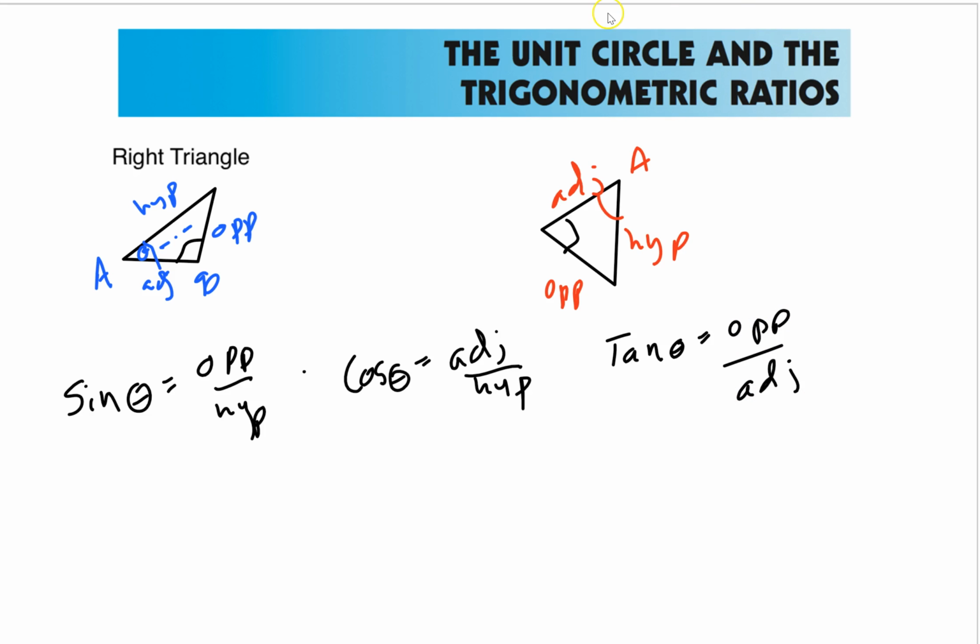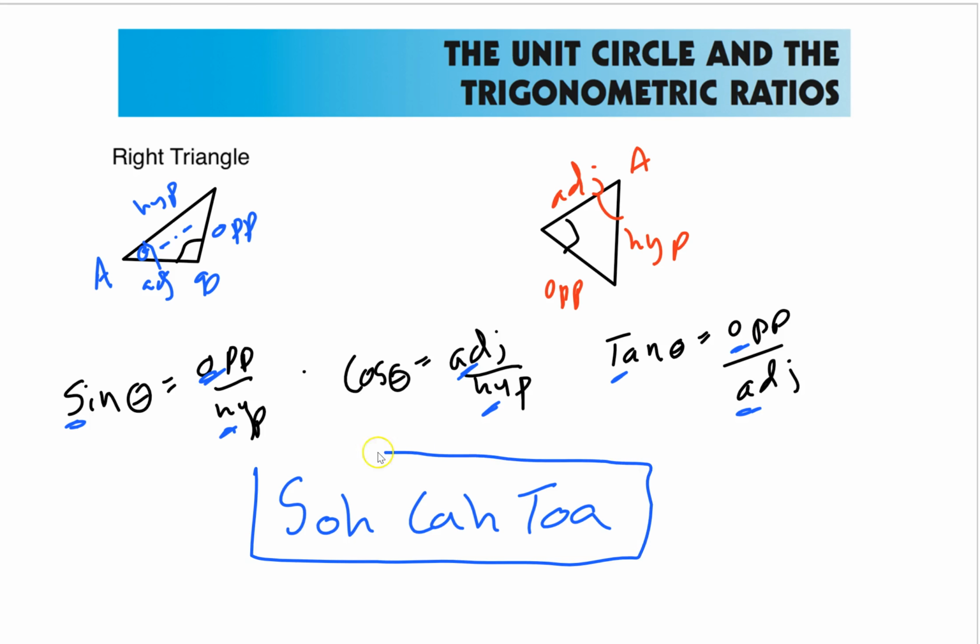The easiest way to remember this is one of my favorite things about trig: SOHCAHTOA. Sine is opposite over hypotenuse, cosine is adjacent over hypotenuse, and tan is opposite over adjacent. SOHCAHTOA. You're going to be saying this to yourself a lot in trig. We just always use it. It makes life so much easier, and it makes remembering the trig ratios so much easier.